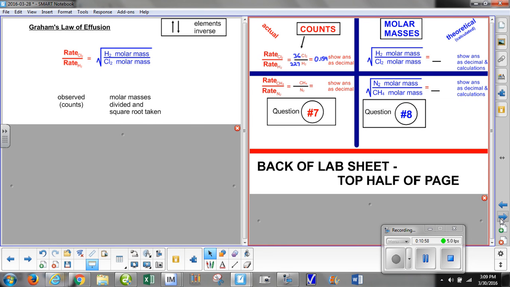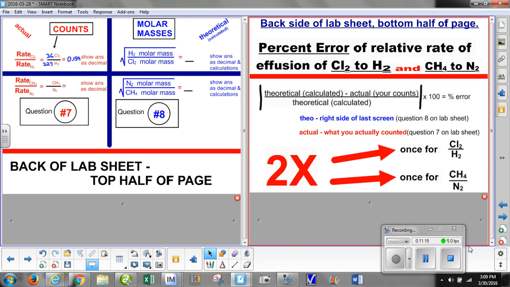They just don't have an equal sign because we don't have to find the missing number. This time we're just comparing the rates that we get from counts to what we get by calculating the relative rate using the molar masses, which is the right side of Graham's law. Okay, I hope this helps. See you all tomorrow in class.